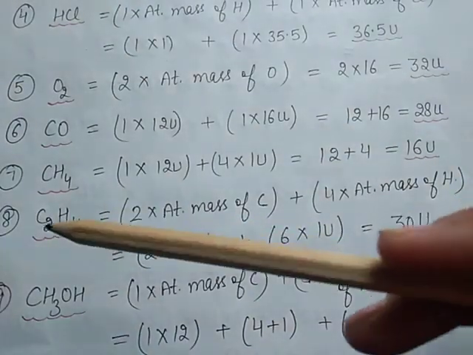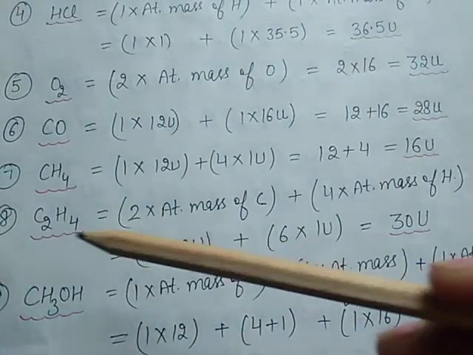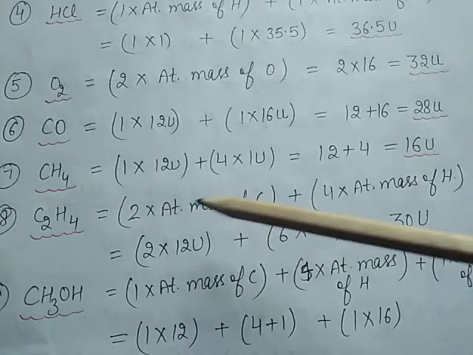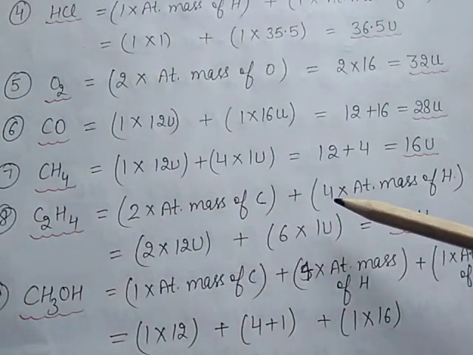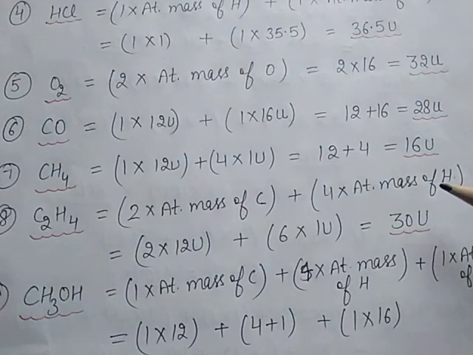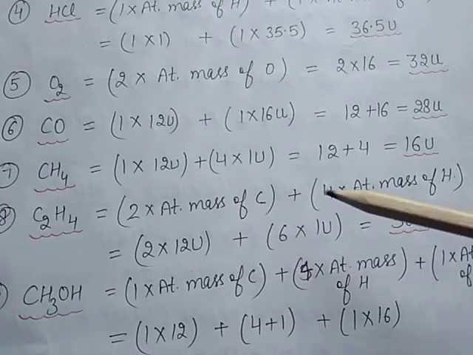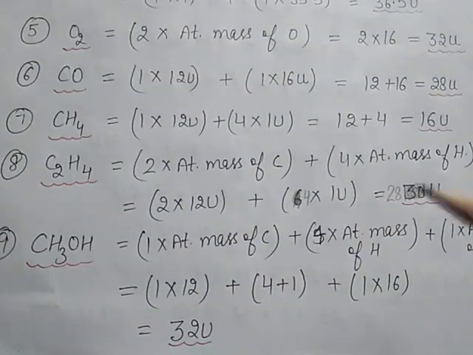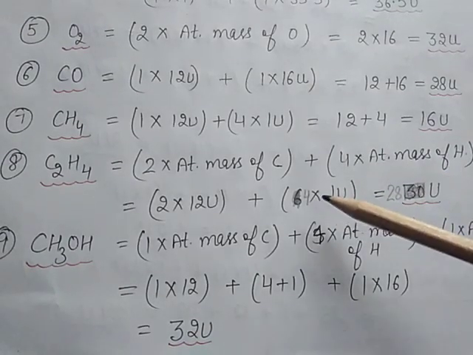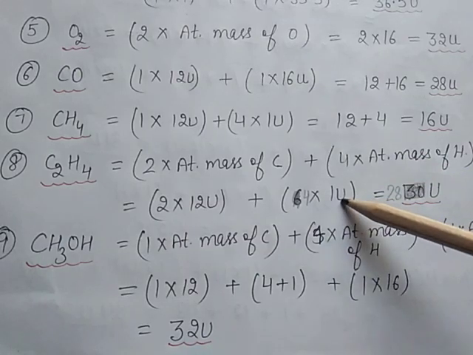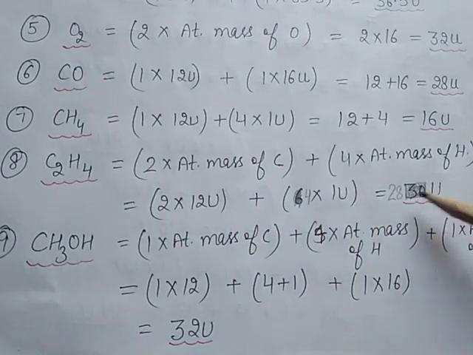Now the next example is C2H4. 2 atoms of carbon multiplied by the atomic mass of carbon plus 4 atoms of hydrogen multiplied by the atomic mass of hydrogen. 2 multiplied by the atomic mass of carbon, which is 12, plus 4 multiplied by the atomic mass of hydrogen, which is 1 u. That is 24 plus 4, that is 28 u.